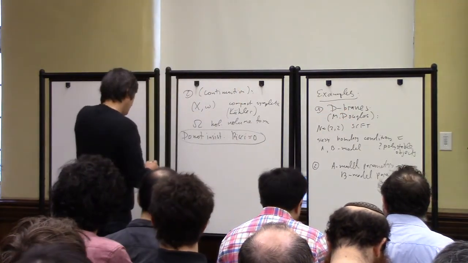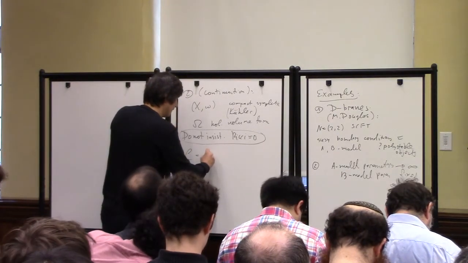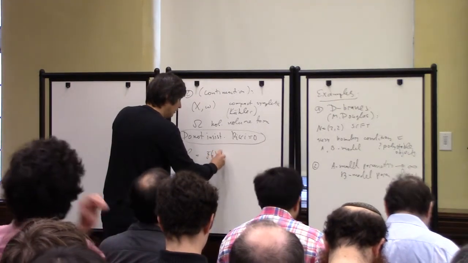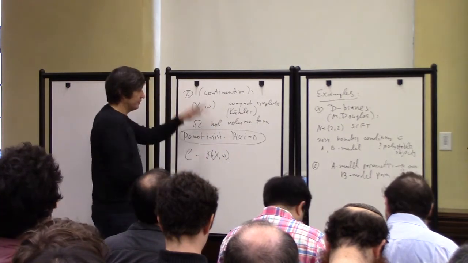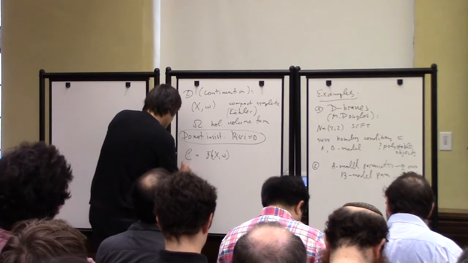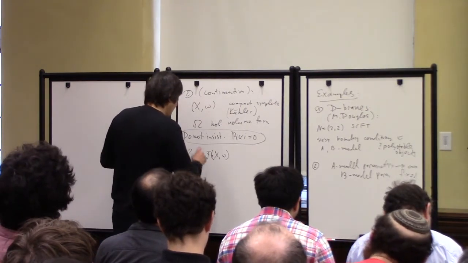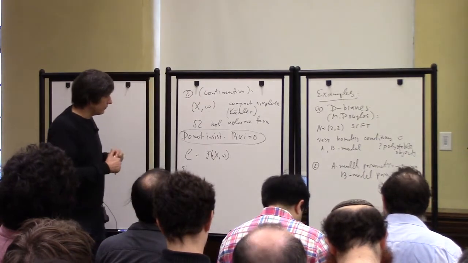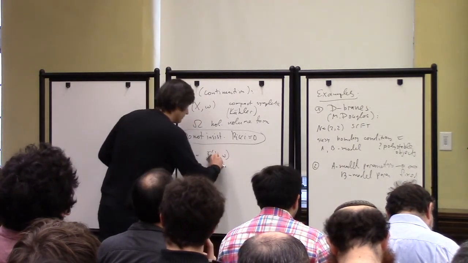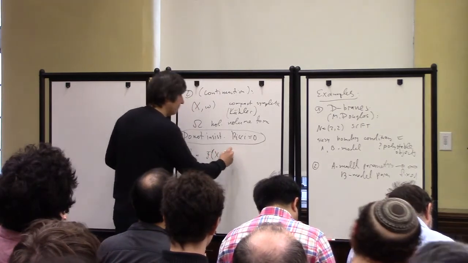And the category which I have here will be the Fukaya category of (X, small omega), with the grading coming from capital omega. And what does stable mean in the Fukaya category? So what do I mean by Fukaya category? Here I mean the following.